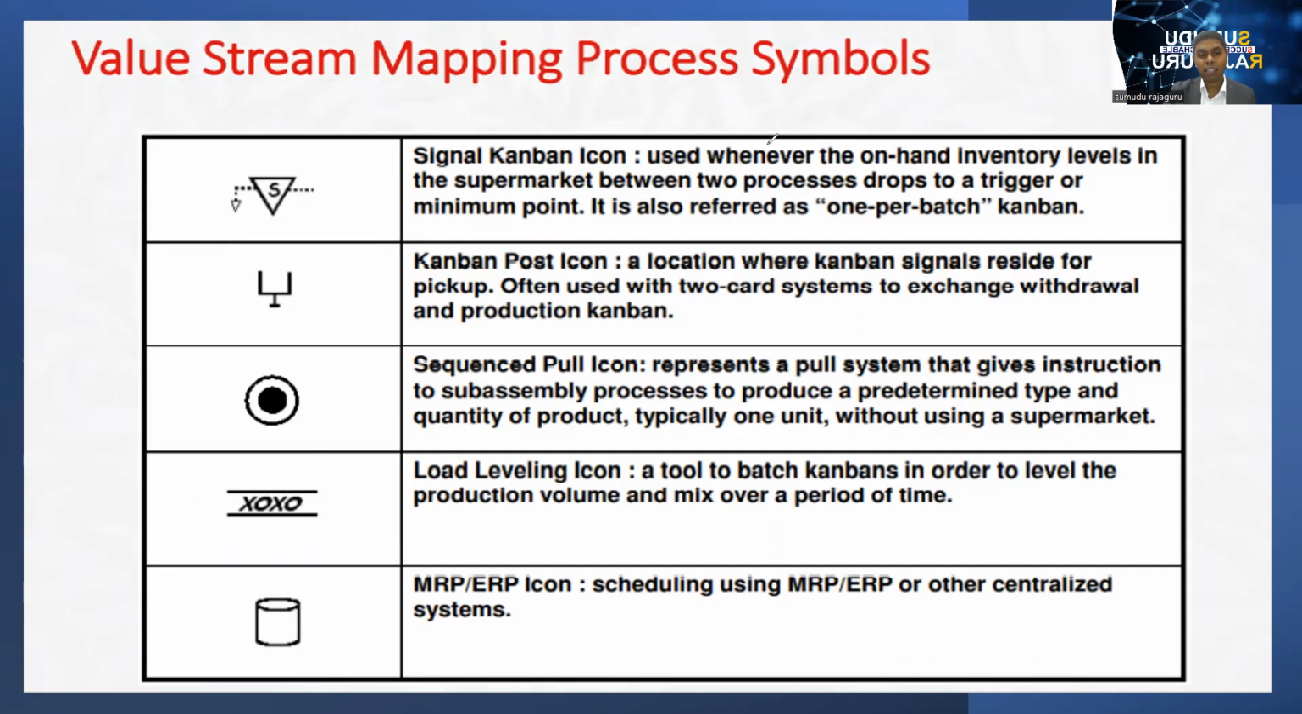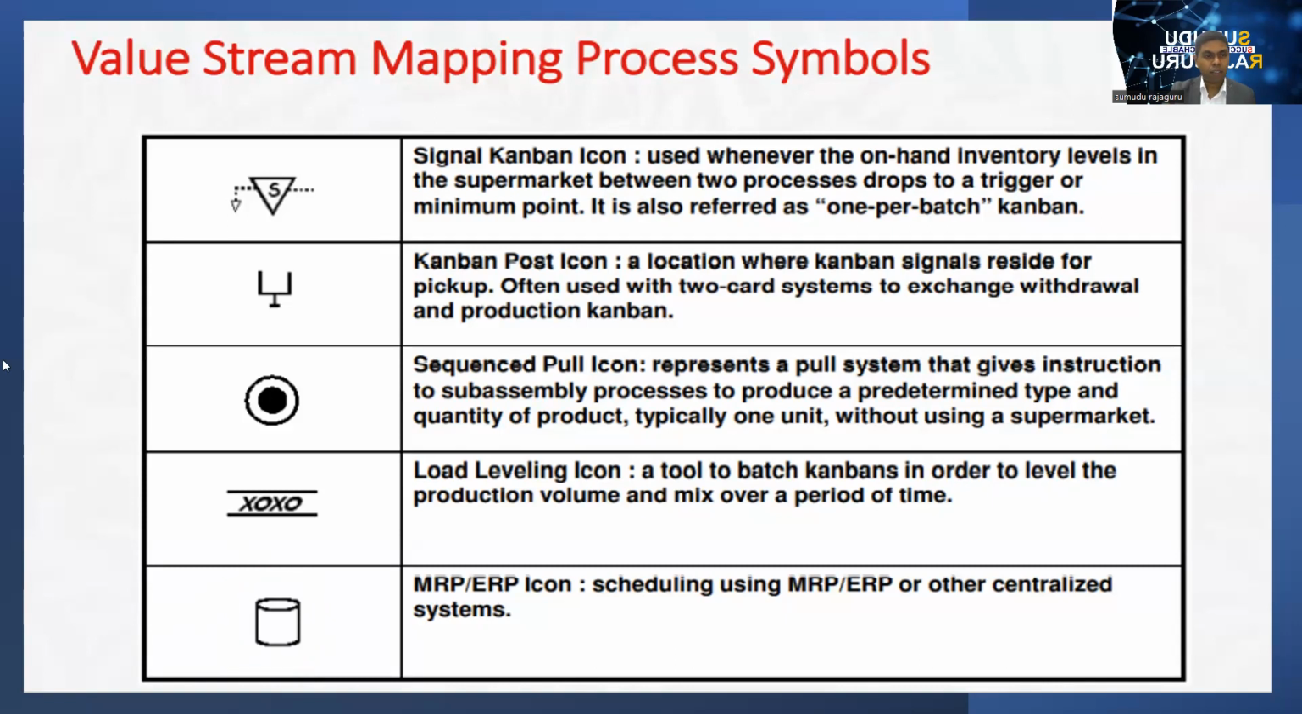The next icon is like a cylinder. When we draw the information flow, sometimes information comes into here and goes out from here. That is called the MRP and ERP icon. So if you are working with an ERP system, MRP system, or any other system, with information going out and in through the system, we have to show this kind of cylindrical shape. So everyone knows you are working with an ERP system or MRP system.